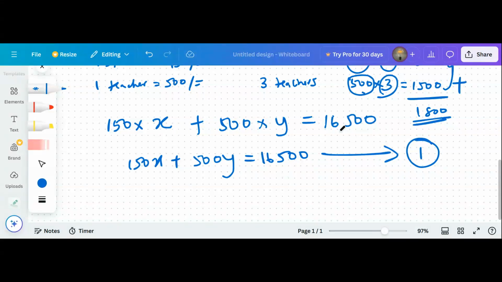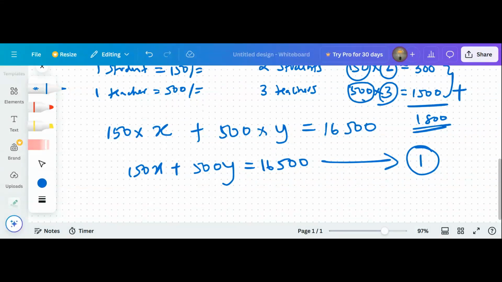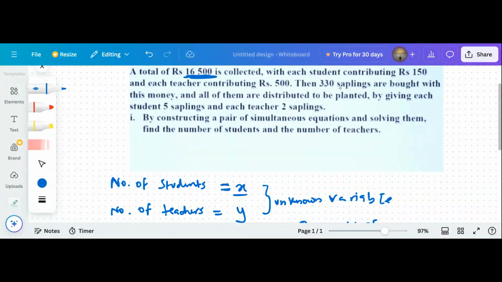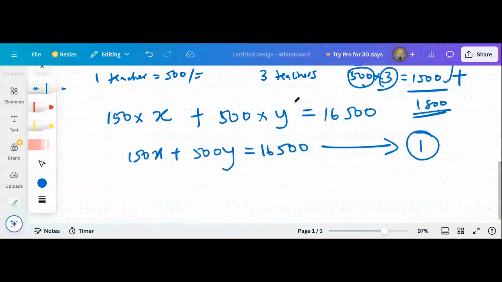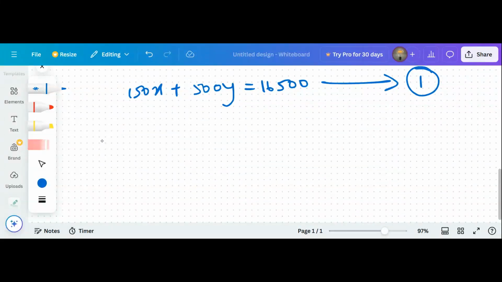So from the money thing, we have formed one equation. So this is how you form equations. Okay. So next they are talking about the number of plants. Each student would get 5 plants and each teacher would get 2 plants. So same thing.